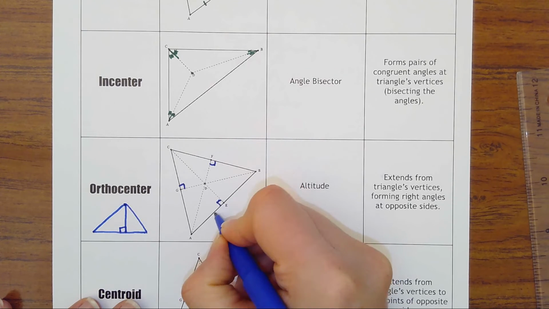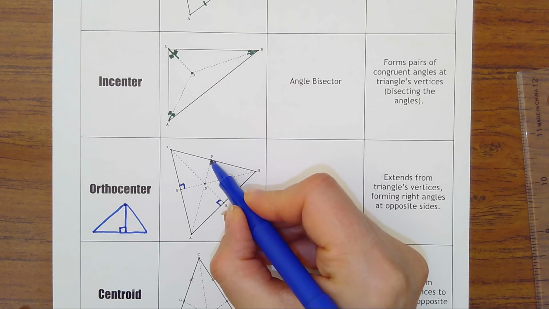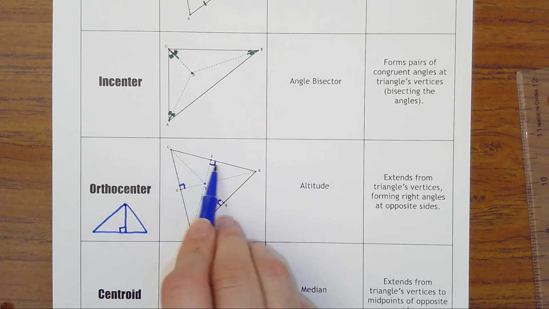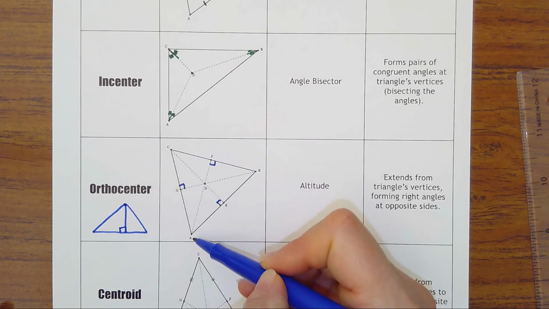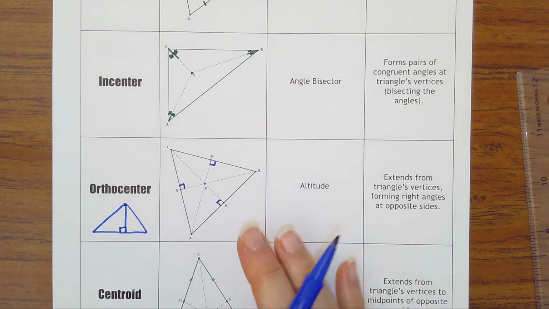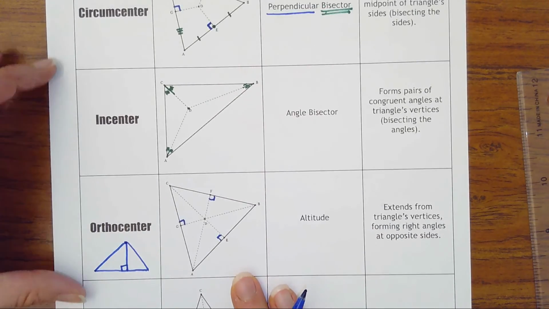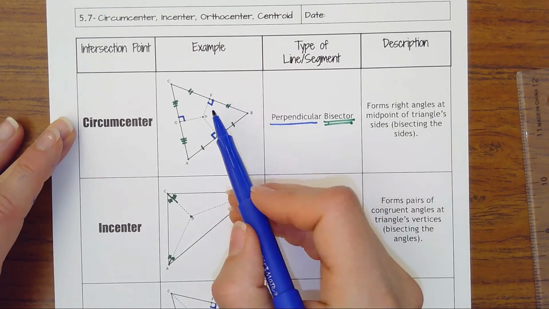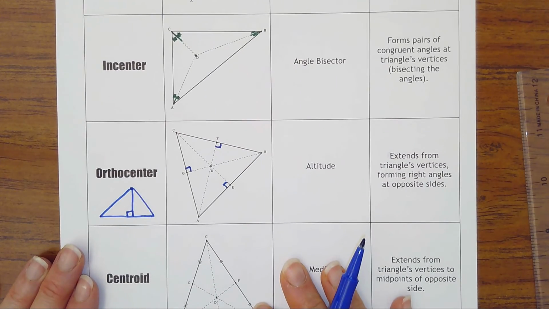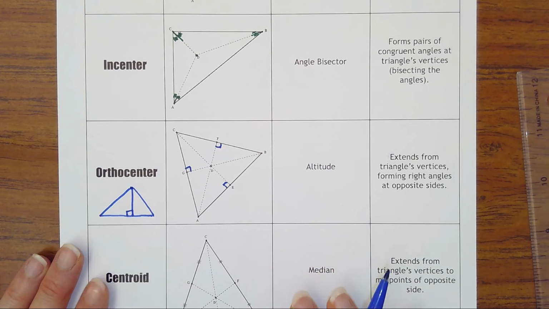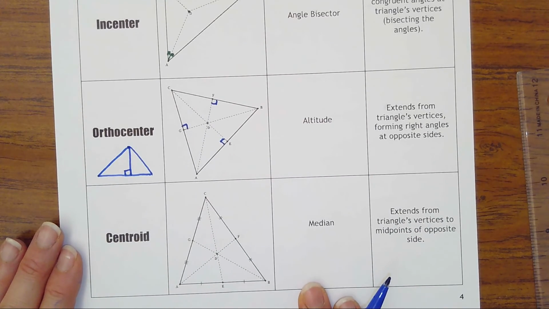with these dashed lines on the sides of the triangle, but point F is not in the middle of CB because I don't see the tick marks. You can tell G is not in the middle of CA and E is not in the middle of AB. So the difference between an orthocenter and a circumcenter is that circumcenter makes 90s and it's the midpoint, versus orthocenter, it's just making 90s. And then we've got centroid.